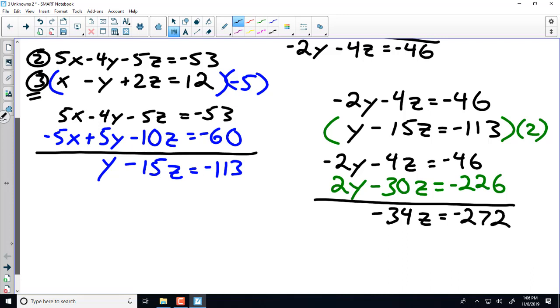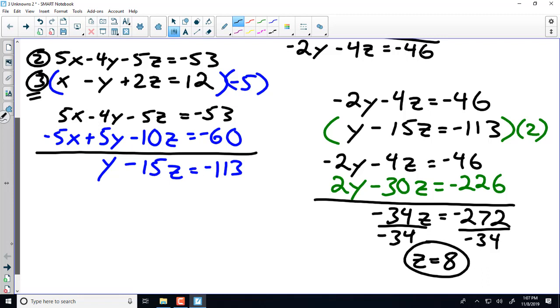Well, I divide both sides by negative 34 and cross my fingers, then I get a good answer for z here. And for z, you should get 8. Negative 272 divided by negative 34, you can check that on your calculator if you want, but you should get 8 for that. I now have 1/3 of my answer, and that's actually the hardest 1/3 to get.